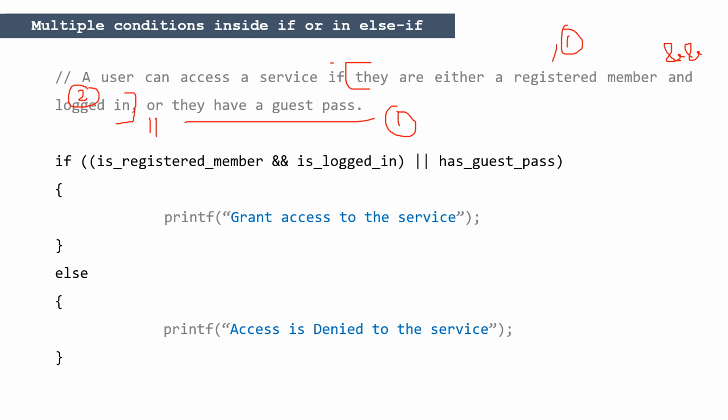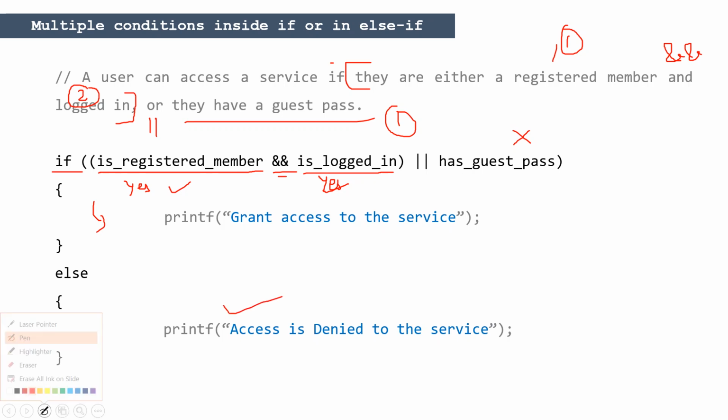Let us see how to write it. If, then round brackets, is registered member and is logged in. You have to check the status in yes or no format. Yes, and is logged in, yes. So if both conditions are true, or has a guest pass, this can be false, but the first two have to be both true. In that case only it will go inside this. Otherwise it will print access is denied to the service.